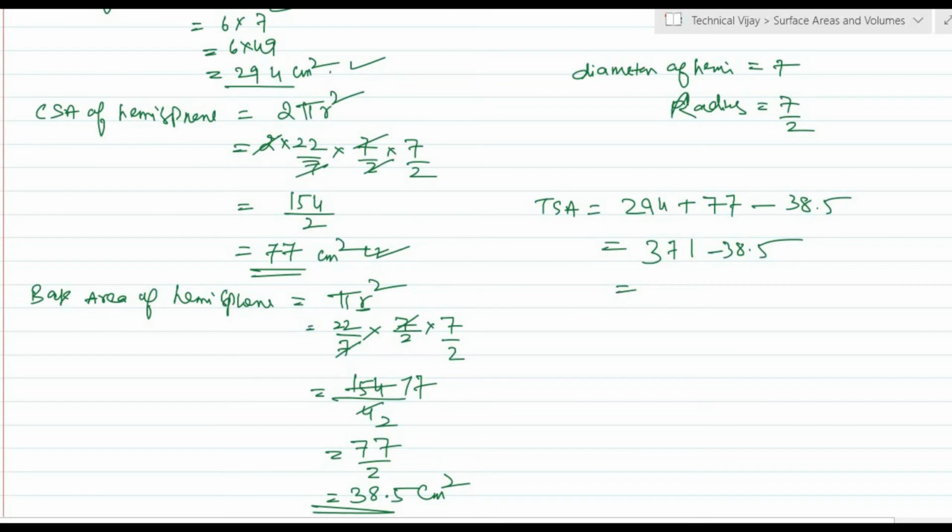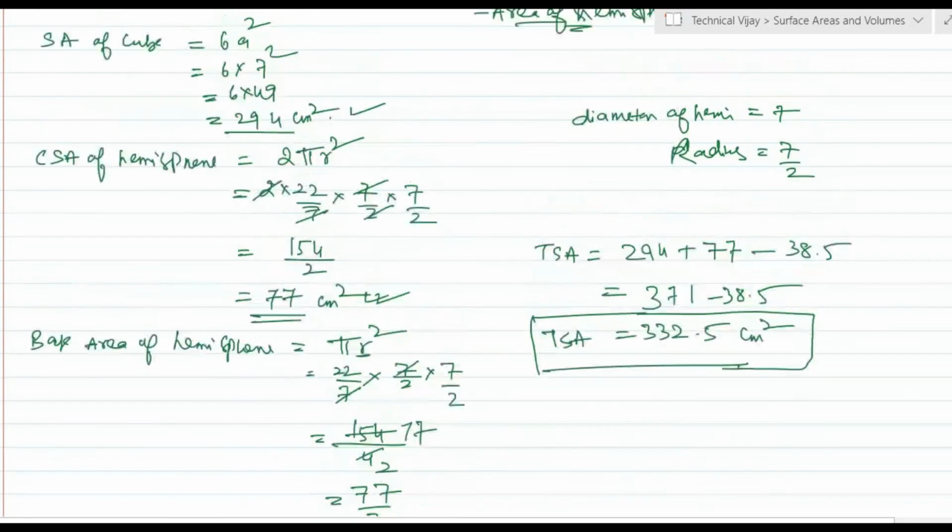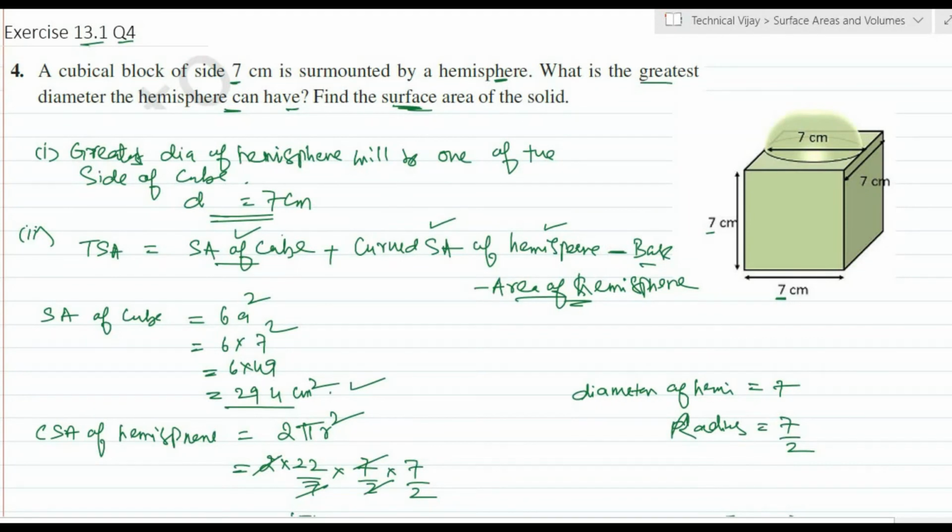So the total surface area is equal to 332.5 square centimeter. So this is the solution, the total surface area of this solid. Okay, we'll go for the next one.